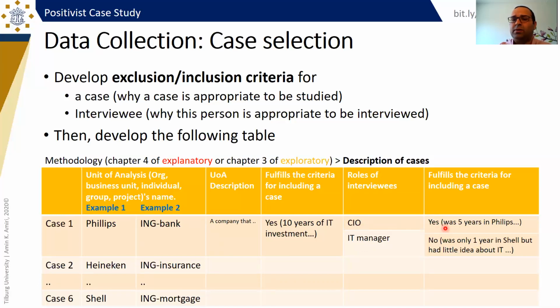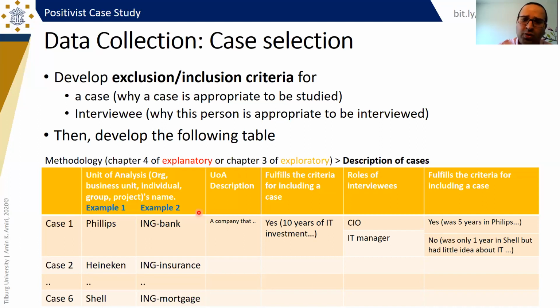CIO because he knows everything about IT and he has been in Philips for 5 years. So if we have a CIO who was in this job for less than 3 months, we're not going to interview him or her. If we have an IT manager with 3 months of experience, we're not going to interview him. But if it's a project, which usually takes around 6 months, 3 months is more than enough. Then you would say if it's less than 1 month, I'm not going to include that person in the interview.